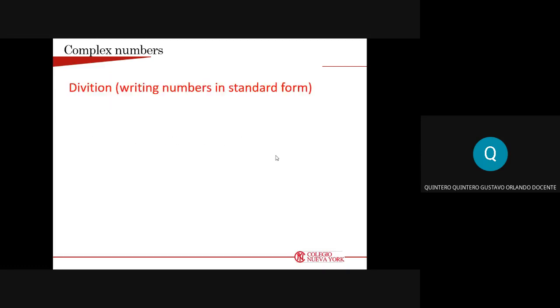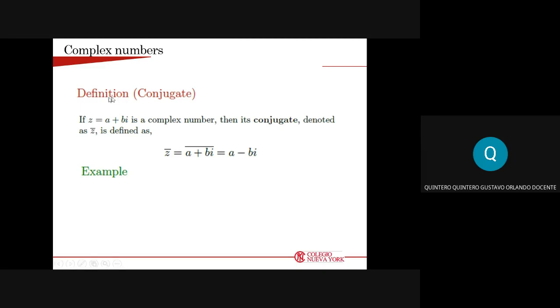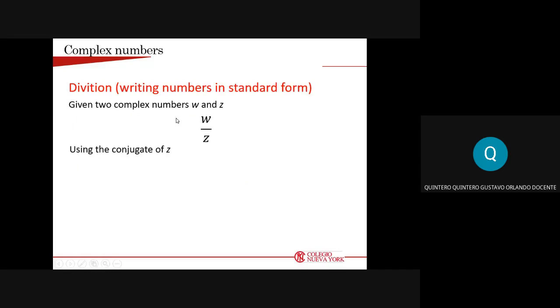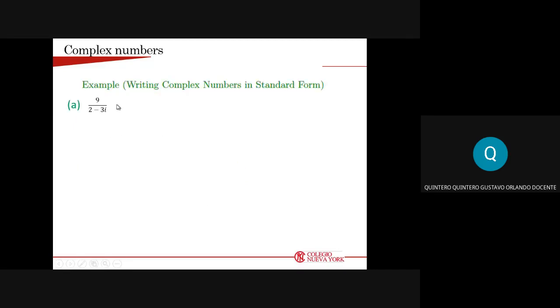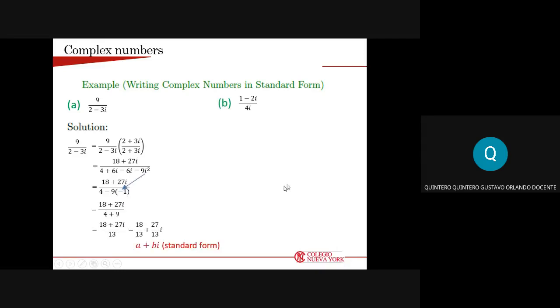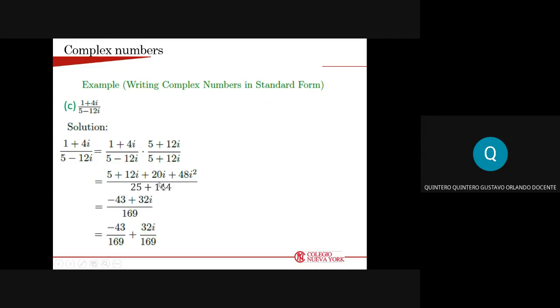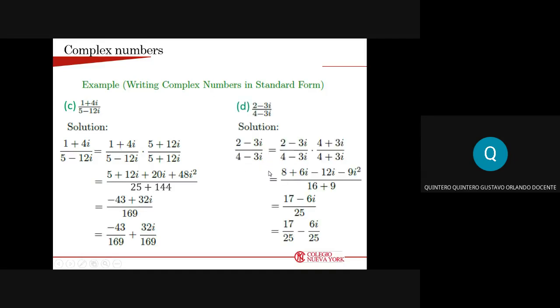So, quick review. We saw the definition of a conjugate. We used that definition to know how to divide complex numbers. Here is the process of how to divide complex numbers, with two examples, then another example and a third example. Dividing complex numbers is absolutely simple.